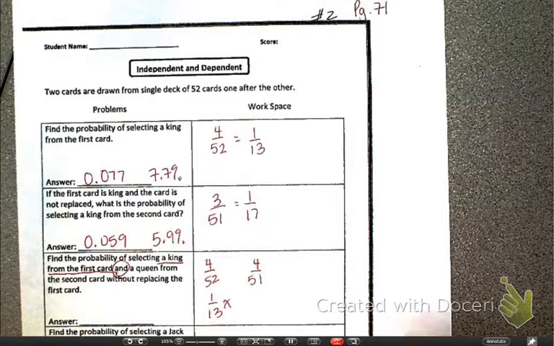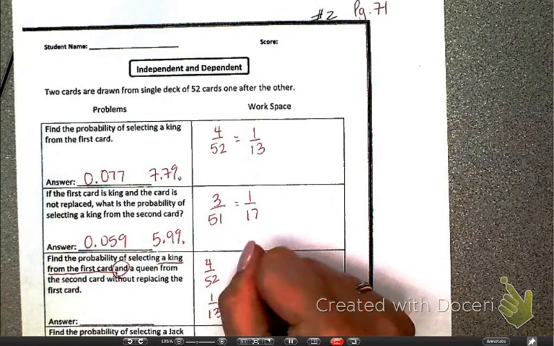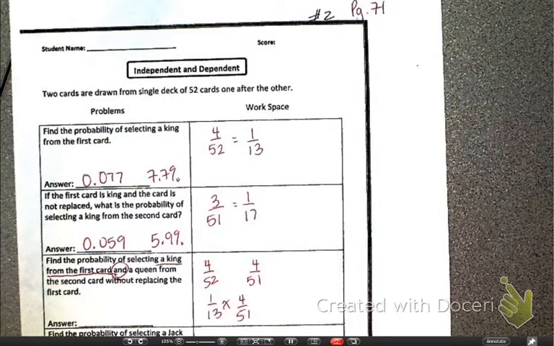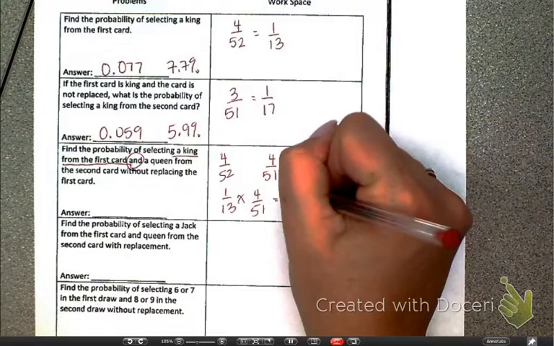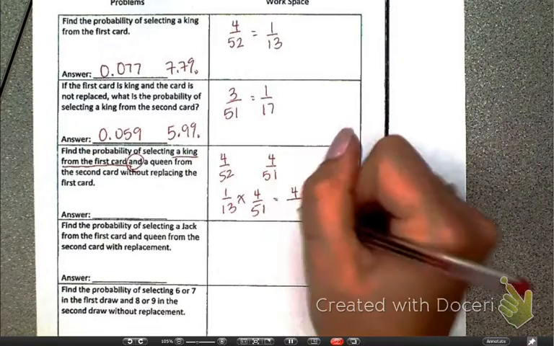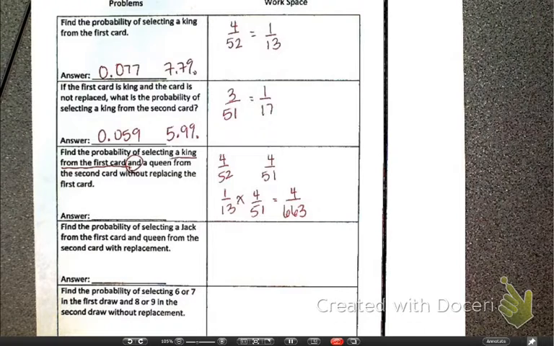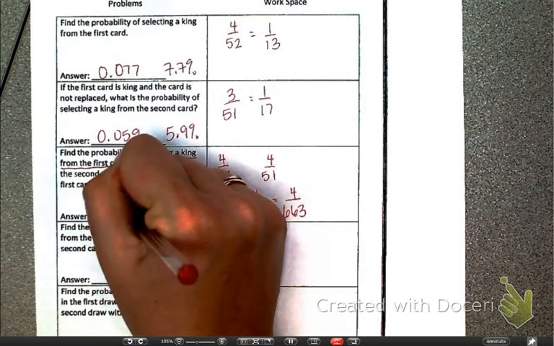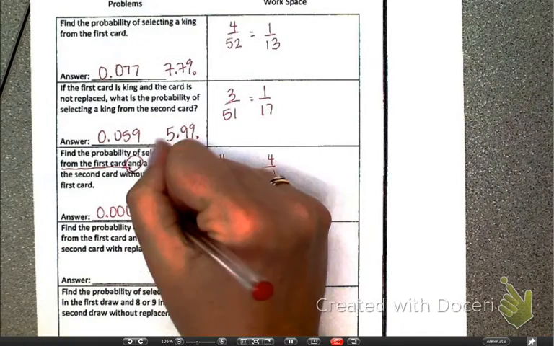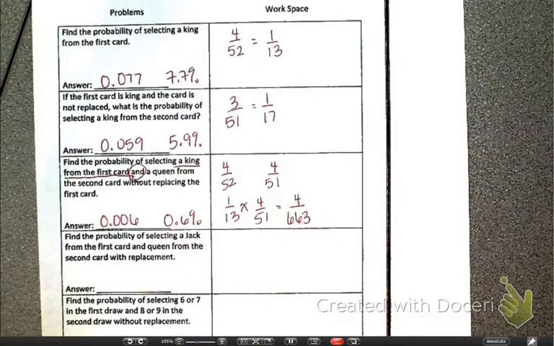Does 4 out of 51 reduce? No? So I'm just going to multiply 1/13 times 4 out of 51. And that's okay. It doesn't have to have common denominators because we're multiplying. So 4 out of, I think it's 663. Yeah. Okay, I can already tell that that percentage is going to be pretty low. What's your decimal? 0.006. My percent is 0.6%. So you have not even a 1% chance of pulling a king and then a queen.